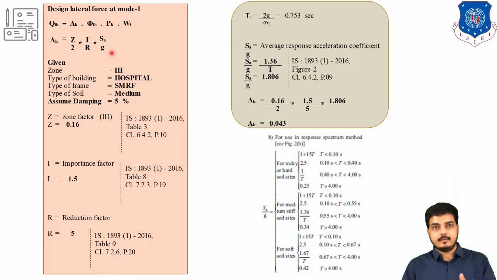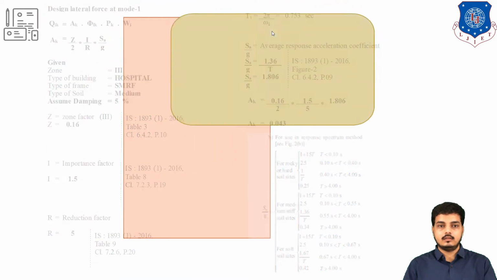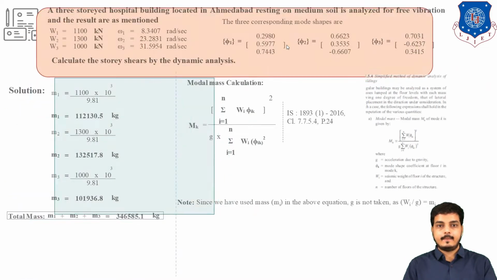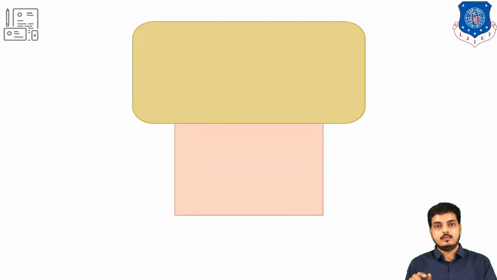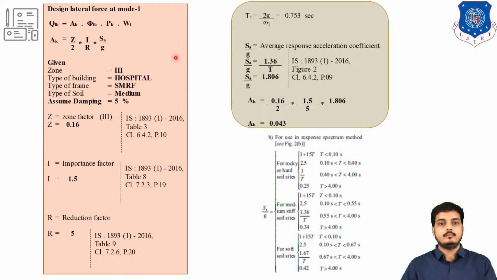For Sa by g we require the time period. The formula for the time period is T equals 2 pi by omega. If we are doing it for mode shape 1, then T1 equals 2 pi by omega 1, T2 equals 2 pi by omega 2, and T3 equals 2 pi by omega 3. All the omegas are given in the question itself. You can see over here that the omegas are already given. To find this natural period T, we use the same formula which we used in the previous sum of mode shapes. So T is nothing but 2 pi by omega 1, and I get my T1 as 0.753.